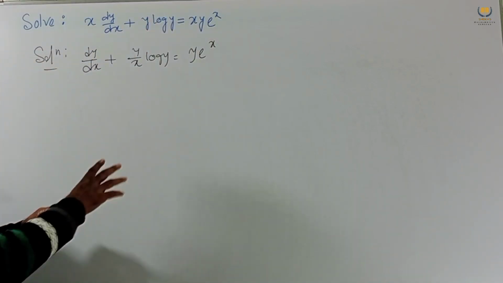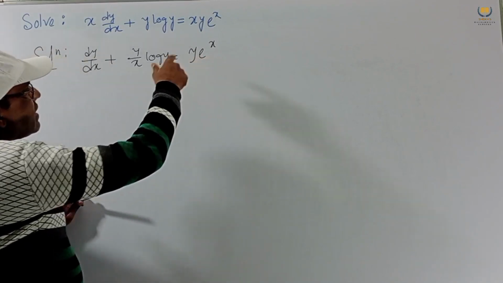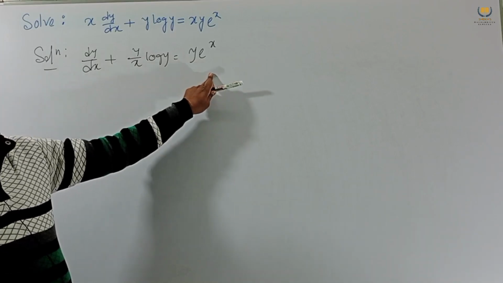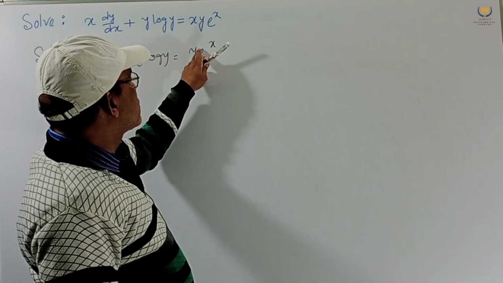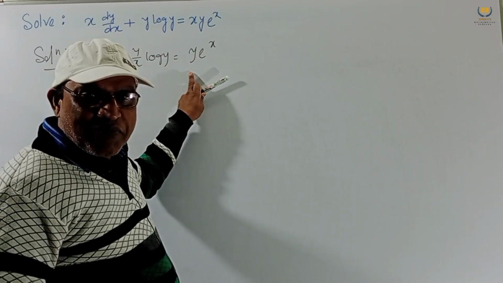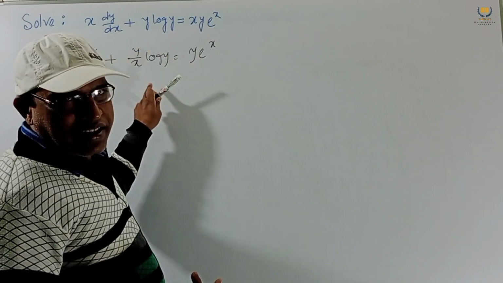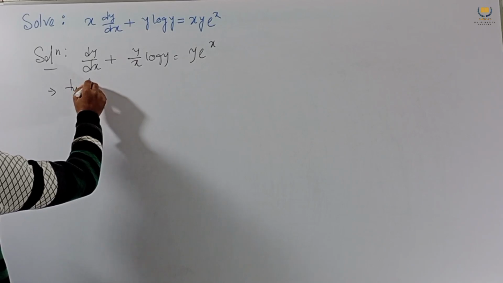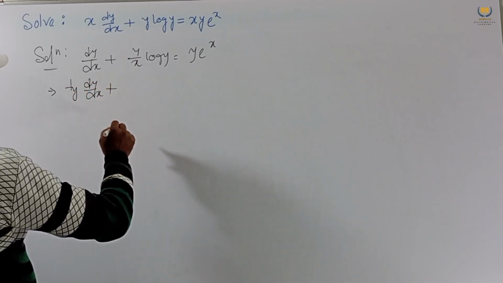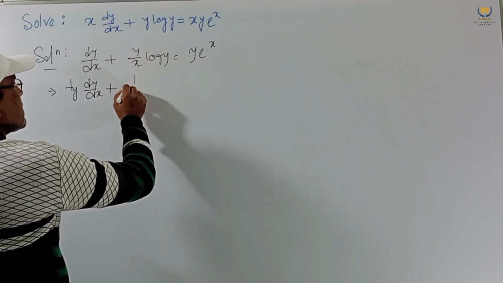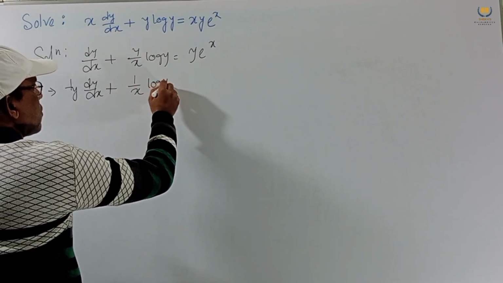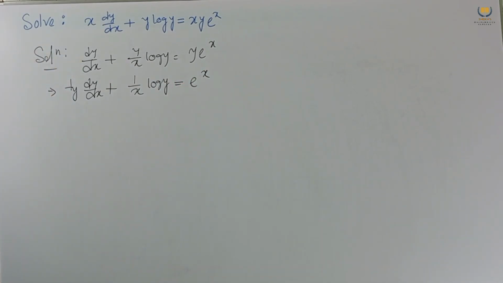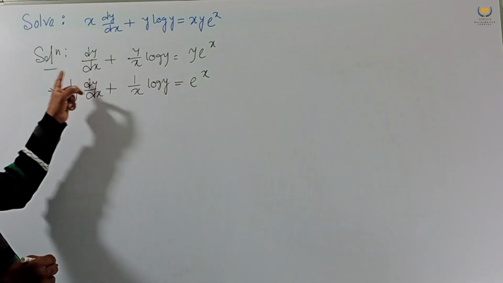But on the right hand side it should be only a function of x in a linear differential equation, but here we get the extra factor y. So obviously this is a Bernoulli's differential equation. For y this is the main culprit. If this one is absent we get linear. So dividing both sides by y, we get 1 by y dy/dx plus 1 by x log y equals e to the power x. We get this after dividing by y.